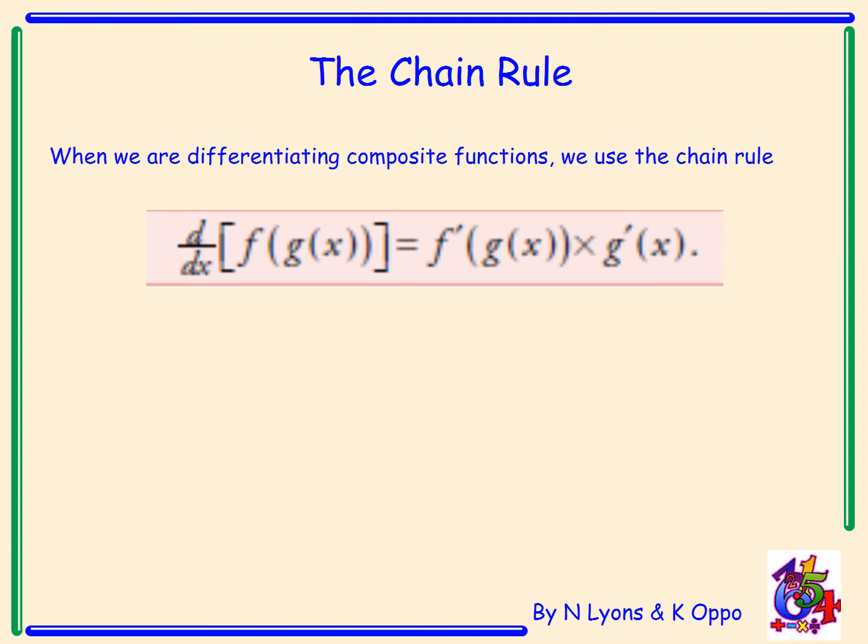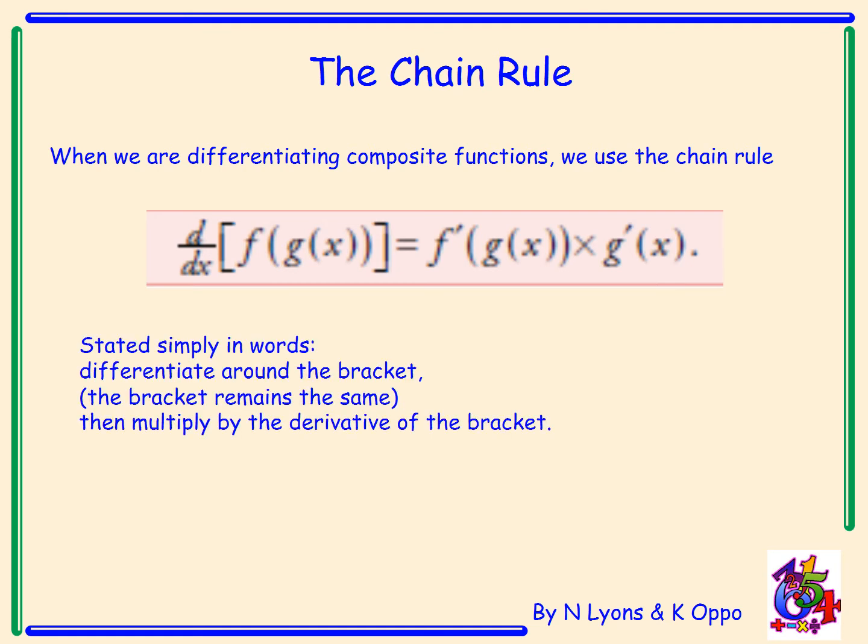Okay, so we've got a composite function, f of g of x. Okay, we can split that up into the derivative of the first function times g dash x, the derivative of the function inside. That's very complicated, but put simply, when we read that in English, we differentiate around the bracket, the bracket remains the same, then we multiply by the derivative of the bracket. It looks complicated, but I promise you it is very, very simple.